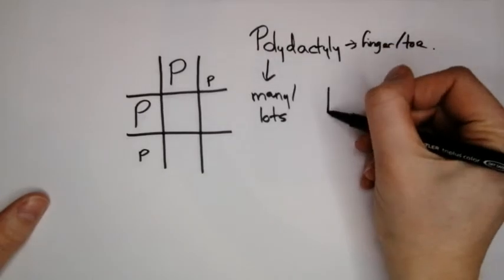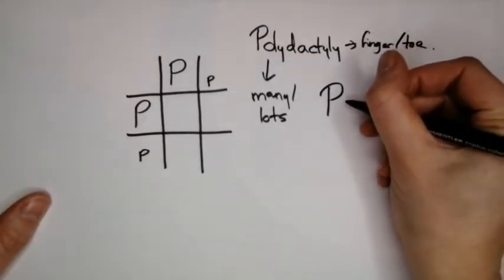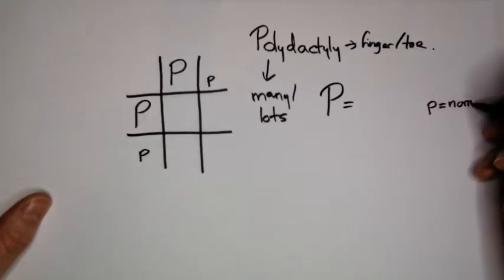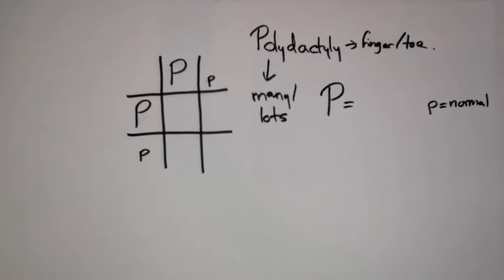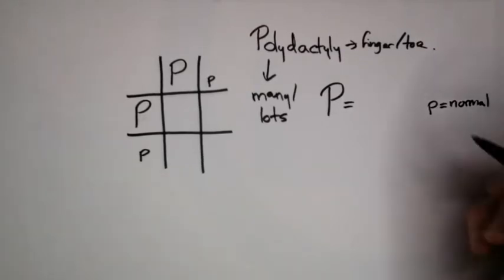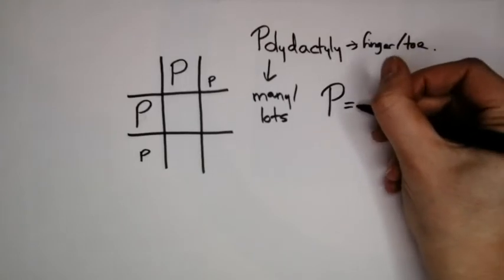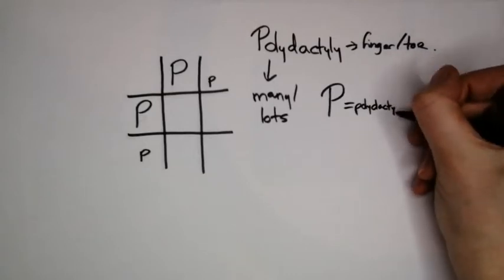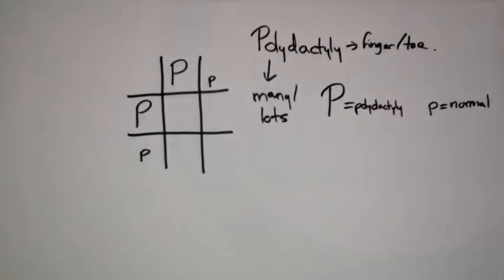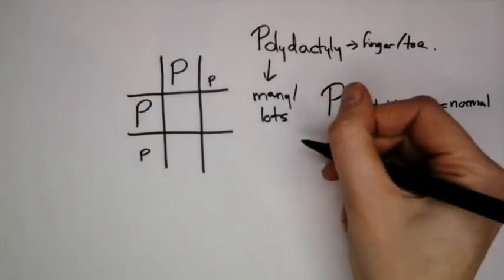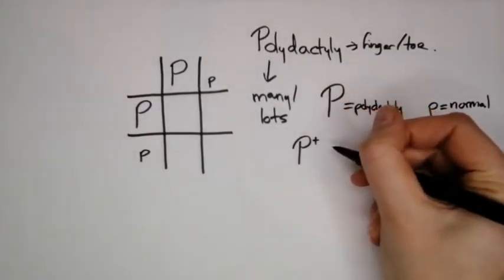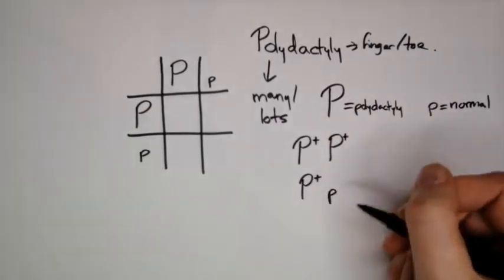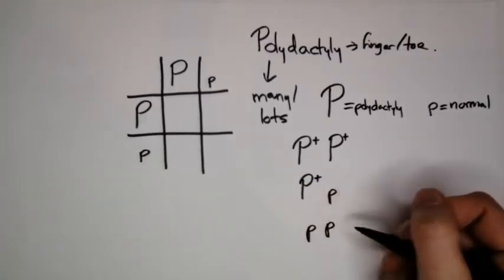So there are 2 alleles. We have a big P and we have a little p. Now the little p in this case is the normal number of fingers and toes, so 5 on each hand. But if we have a big P, then this is going to be polydactyly. So you would have more than the normal number of fingers or toes. The genotypes that are possible are big P, big P, big P, little p, and little p, little p.